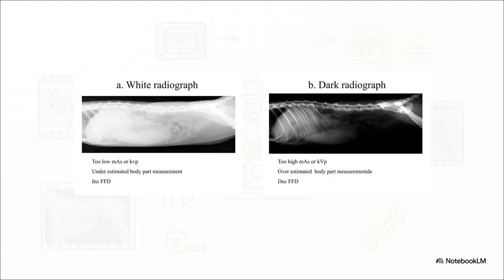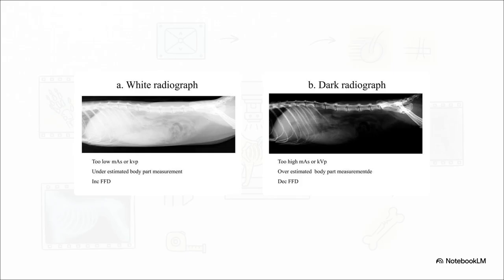Notice how vividly these machine errors present themselves. On the left, we have this severe bright white radiograph. This underexposure happens when your settings are too low, sure, but what's really interesting is that it also happens if you just underestimate the physical measurement of the animal's body part. Or, if your focal film distance, that's the distance between the X-ray tube and the film, is too high.